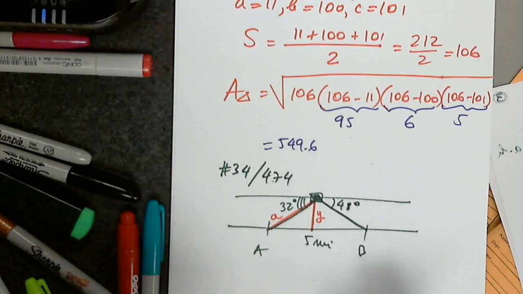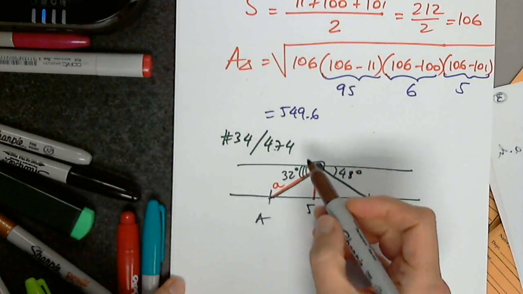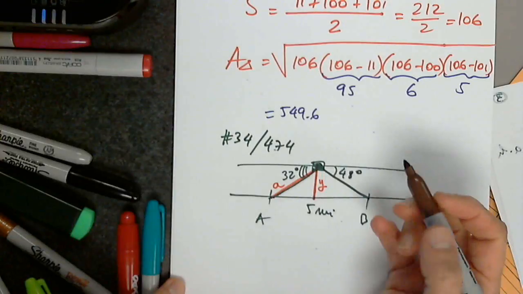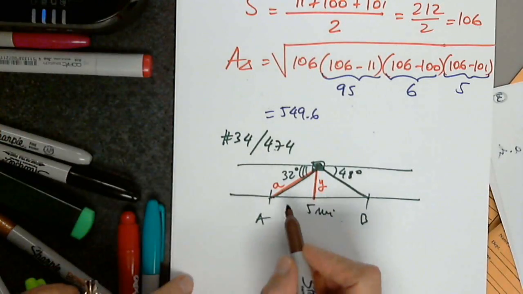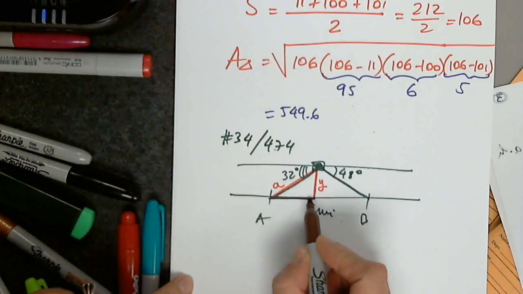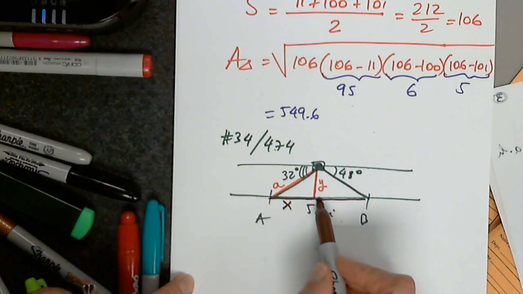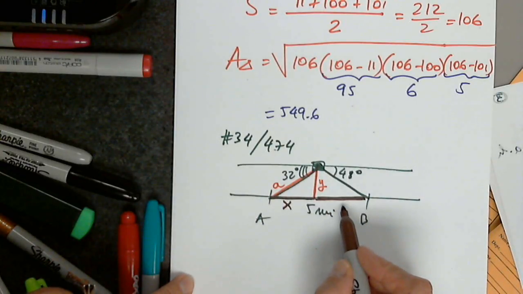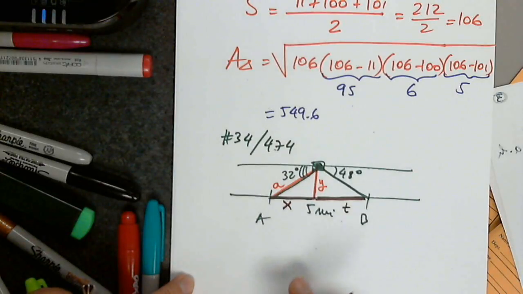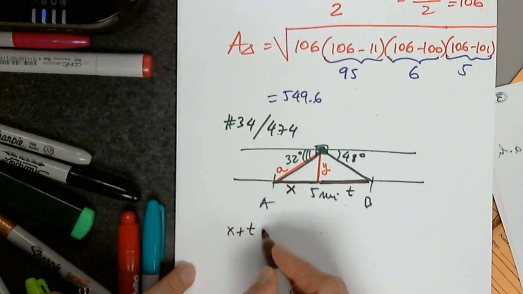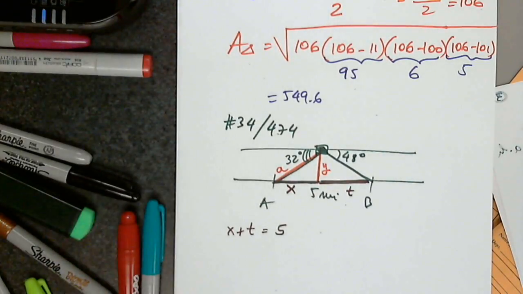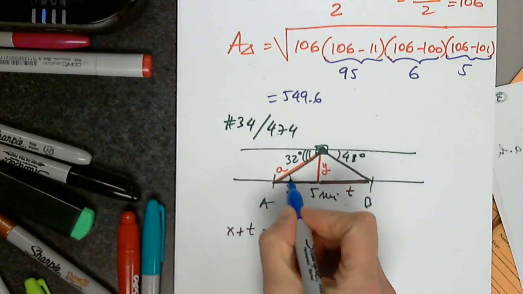Okay, if you do the law of sines, so I have to denote this by a letter. What is this? Okay, perfect. Then what is this? Okay, perfect. How much is x plus t? 5 miles. Good, we have that. So we know that this angle is 32. Maybe we can determine this angle.